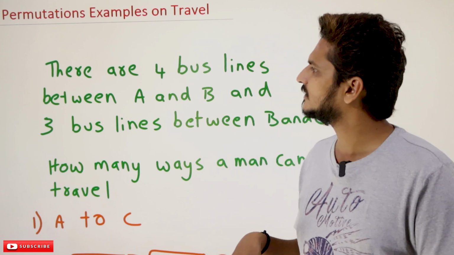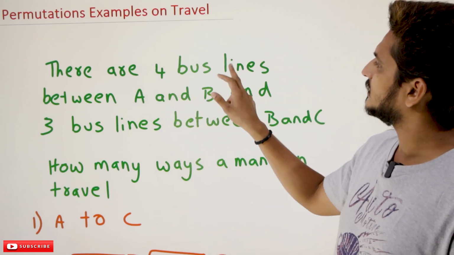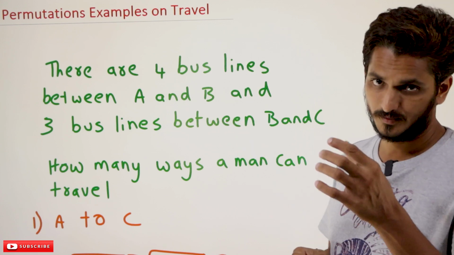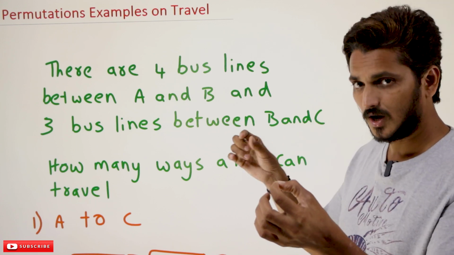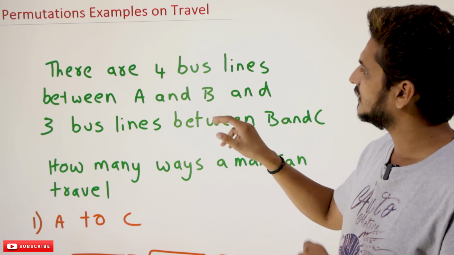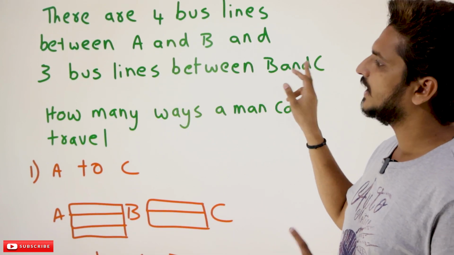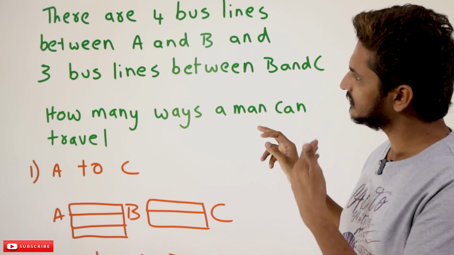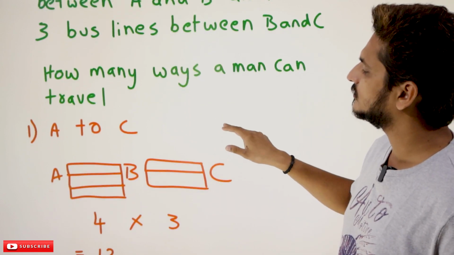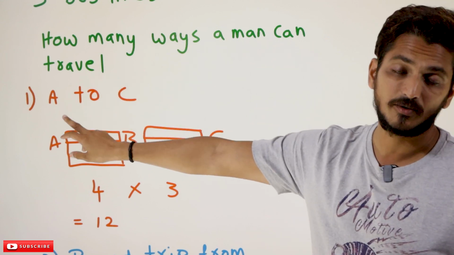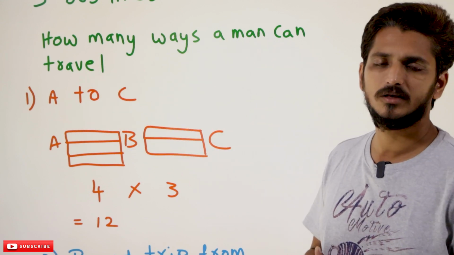Coming to today's class, there are 4 bus lines between A and B. So from one position A to other position B, there are 4 bus lines between that. And 3 bus lines between B and C. So from this concept, they are trying to ask questions like this. How many ways a man can travel from A to C via B?